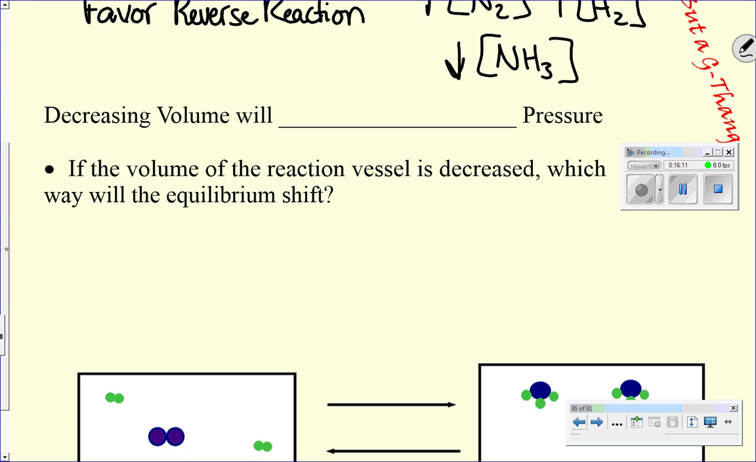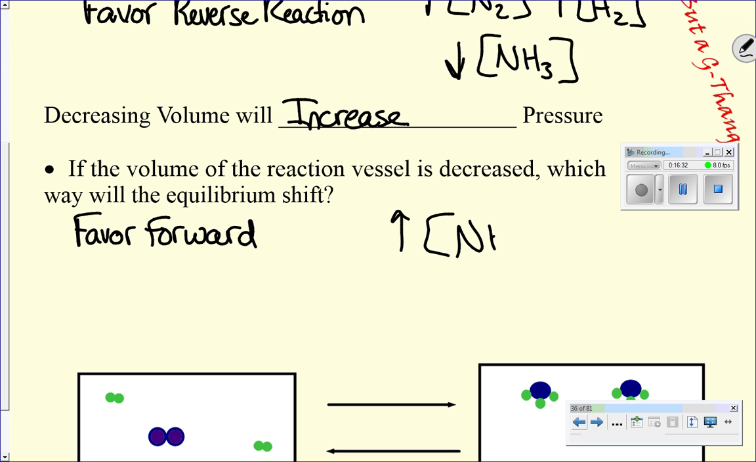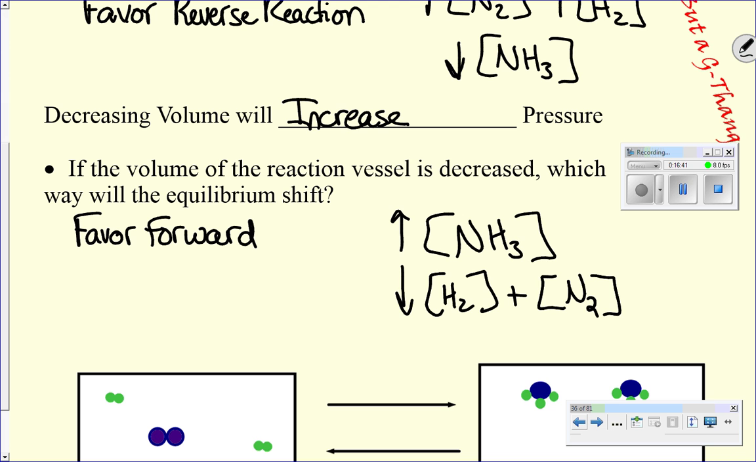Decreasing volume, squishing things together, it's going to increase our pressure. So if we now have a smaller reaction vessel, we want to shift toward or favor our forward reaction. That'll give us fewer moles, that'll kind of fit better, if you will. So this is going to increase the amount of NH3 we have on our fewer mole side and decrease our amount of H2 and decrease our amount of N2.